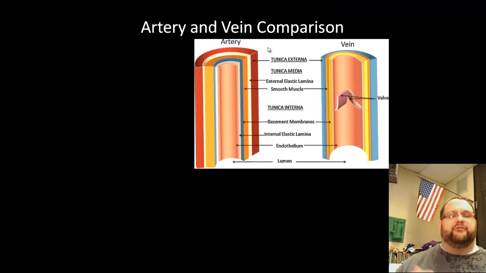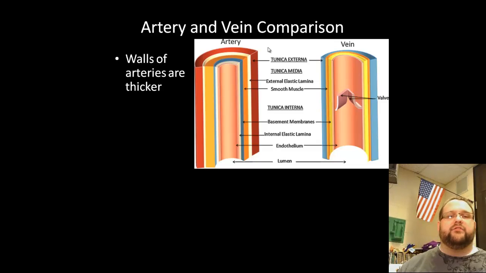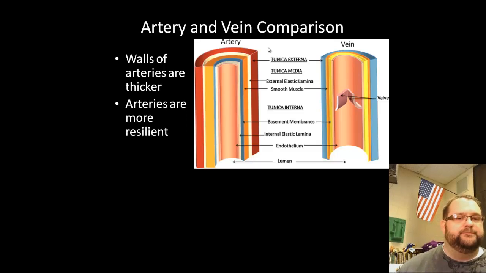Okay, if we take a look at an artery and vein comparison, if we compare these two types of blood vessels, the main thing is the walls of the artery are thicker. And that's for the reason that I just discussed. We need to make sure that those arteries can handle lots of blood pressure. The blood coming out of there is coming out at a high volume and with lots of pressure on it. So we need to make sure that those walls are thicker so that they can withstand the pressure.